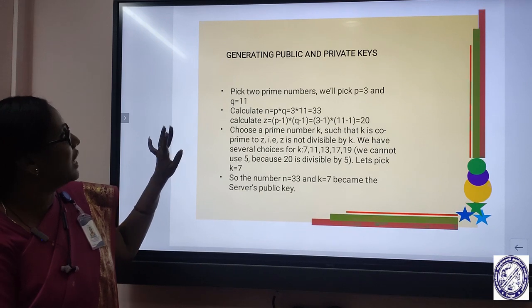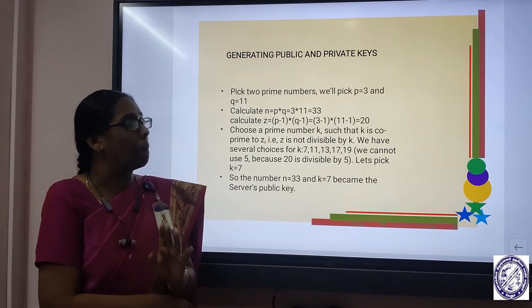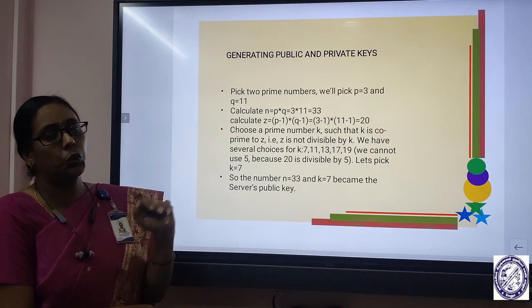Now we will see how to generate the private and public key. So we need to pick two prime numbers.